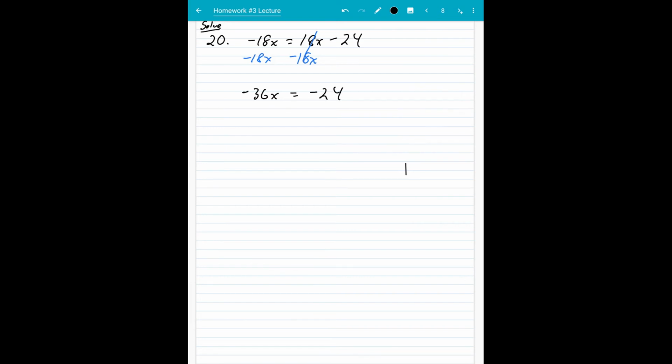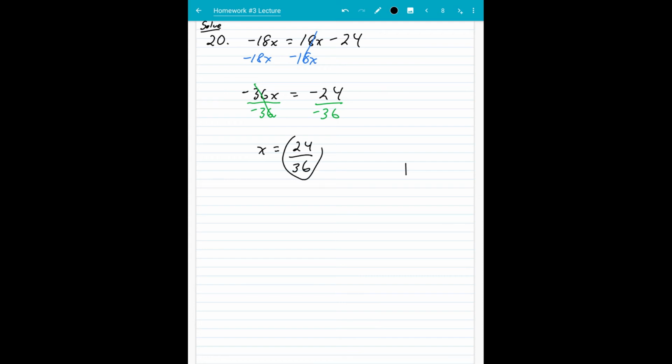Now we need to divide by negative 36 on both sides. Divide by negative 36. And we end up getting x equals a negative divided by a negative makes a positive. So it'd be positive 24 over 36. Don't go on your calculator and do 24 divided by 36. Yes, 24 divided by 36 will make 0.666 repeating. It goes on forever. We want exact numbers.